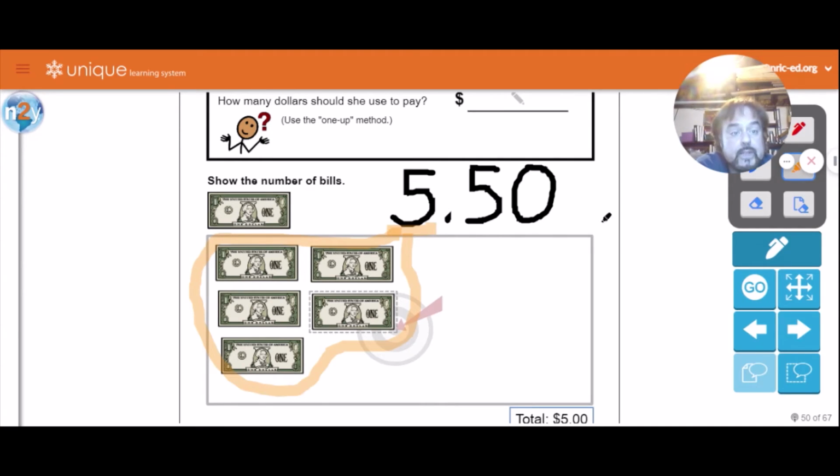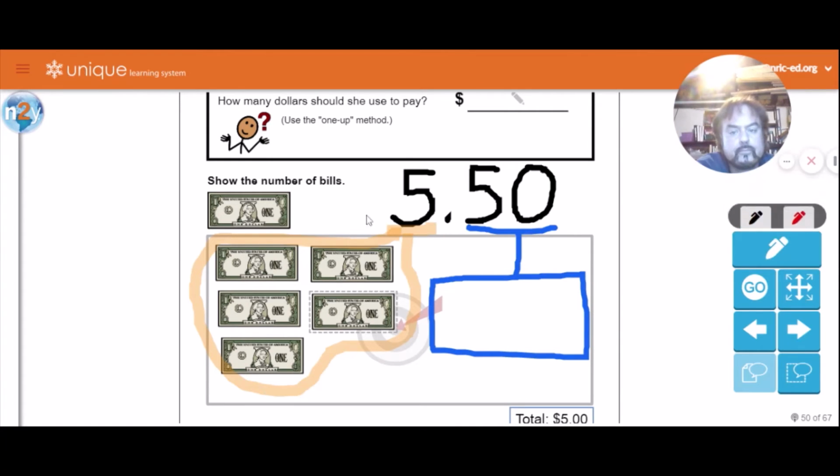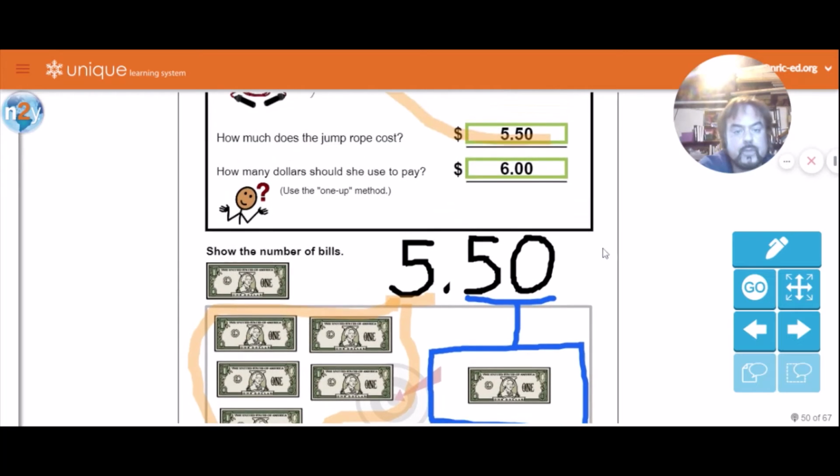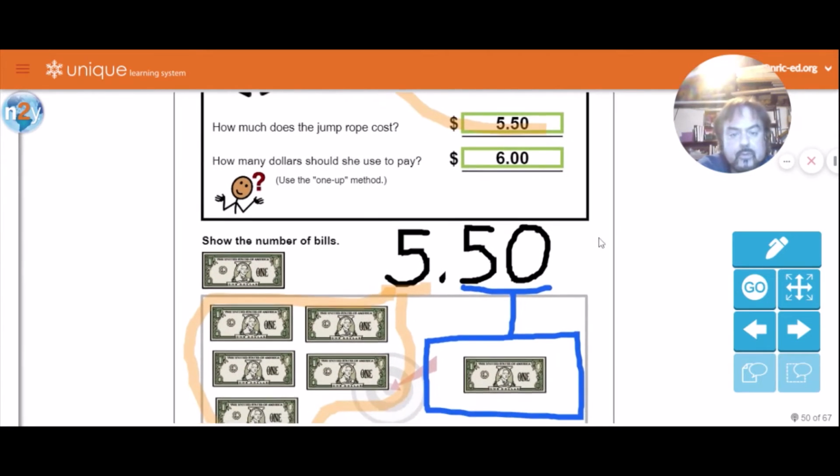Now we need to cover the 50 cents using the $1 up strategy. So to cover the 50 cents, we're going to put another dollar in right over here. So $6, 1, 2, 3, 4, 5, 6 will pay for $5.50, and you'll get 50 cents back. So let's just type $6 in here. And we are done with that one. We paid for the jump rope with $6.